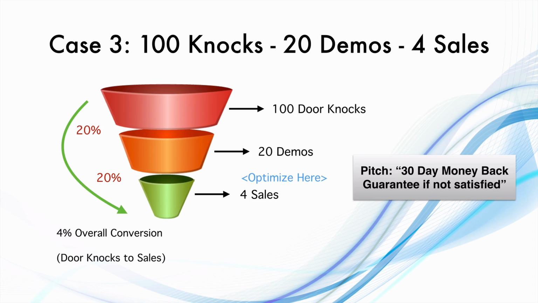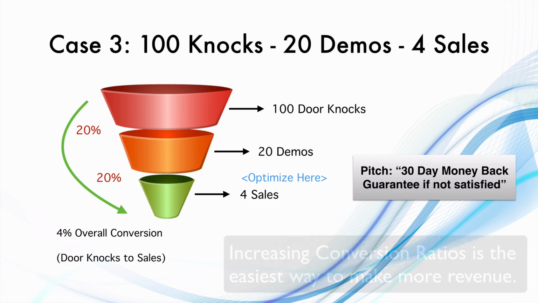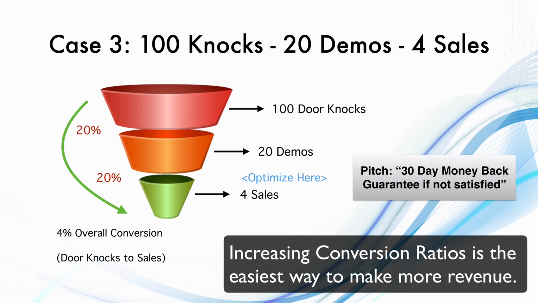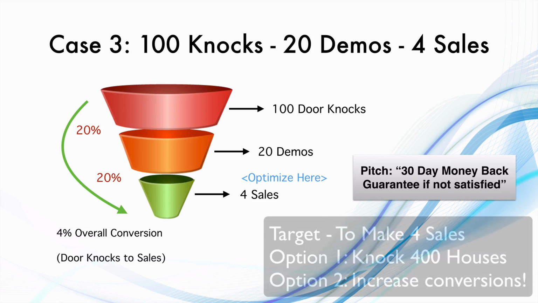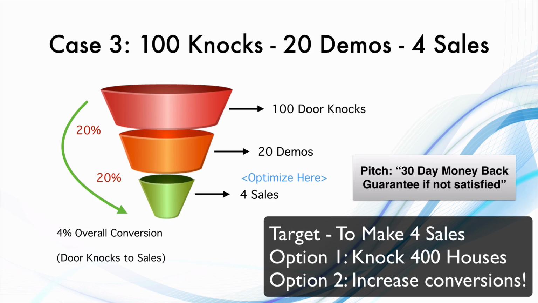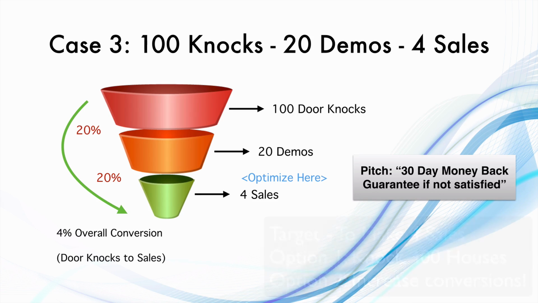And considering the fact that there are only so many houses in a city or town or in a residential area, the only way to make more sales is not to go and knock on more doors, but to increase the conversion ratio at each stage of the funnel. For example, if his target is to make 4 sales and if his conversion is only 10% and 10%, he would have to knock on 400 doors, which is a really difficult task, to visit 400 houses and make 4 sales. But now with just 100 houses, he is able to make 4 sales.